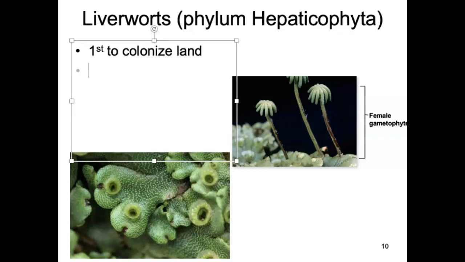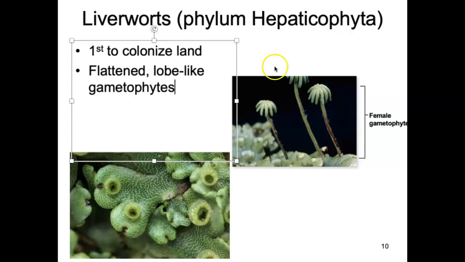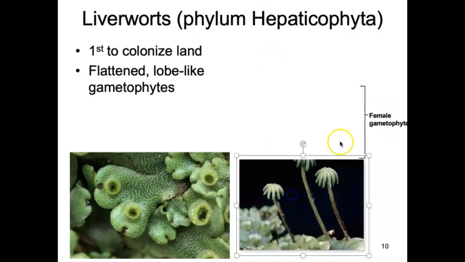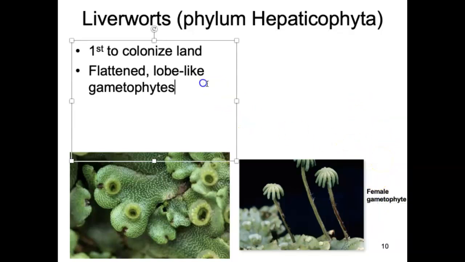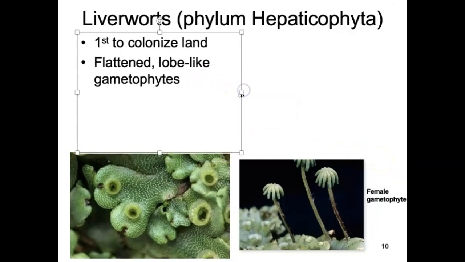So they're the first ones out there. No competition. You don't need to be crazy big. So in general, they're flattened. They have these lobe-like gametophytes that make up their body.